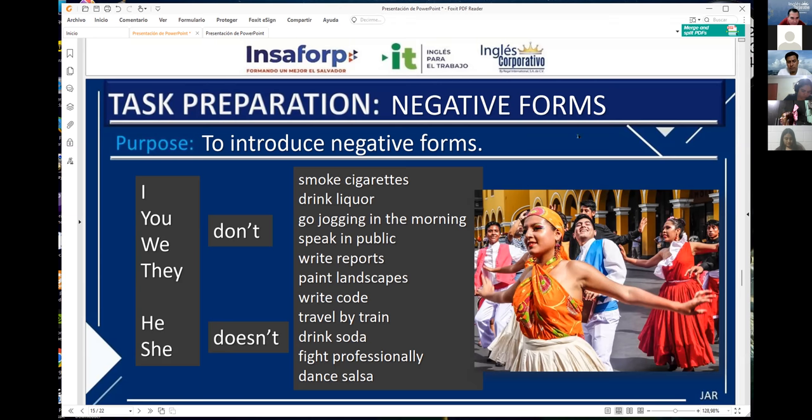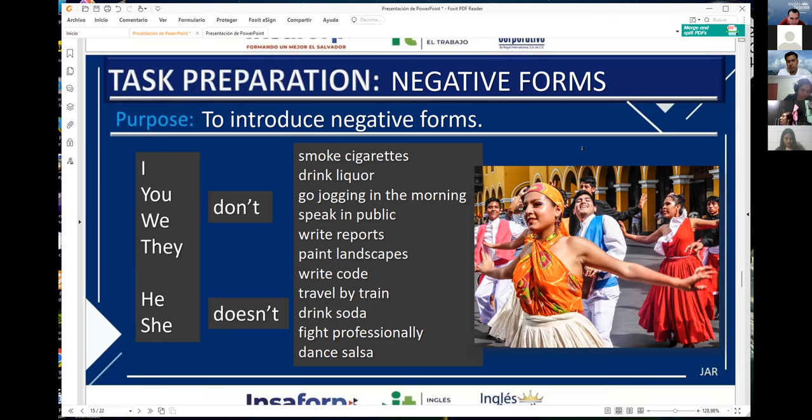It says negative forms. Purpose is to introduce negative forms. We say, I don't smoke cigarettes, I don't drink liquor, I don't go jogging in the morning, I don't speak in public, I don't write reports, I don't paint landscapes, I don't write code. Teacher, write code, código de programación. I don't write code. I don't travel by train.